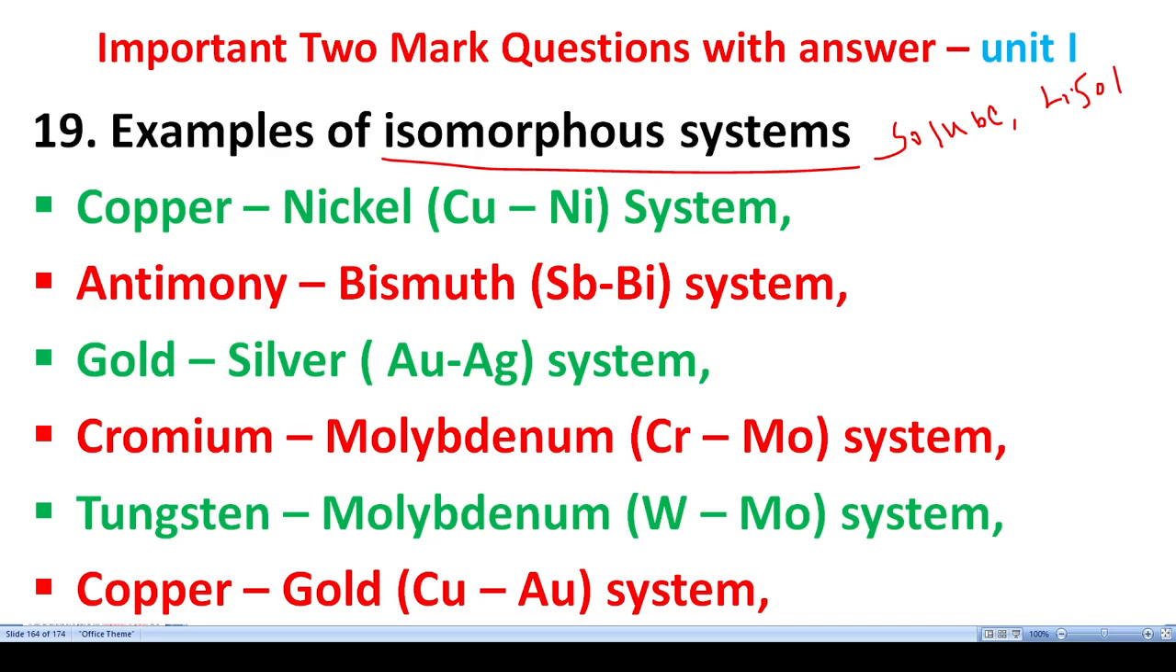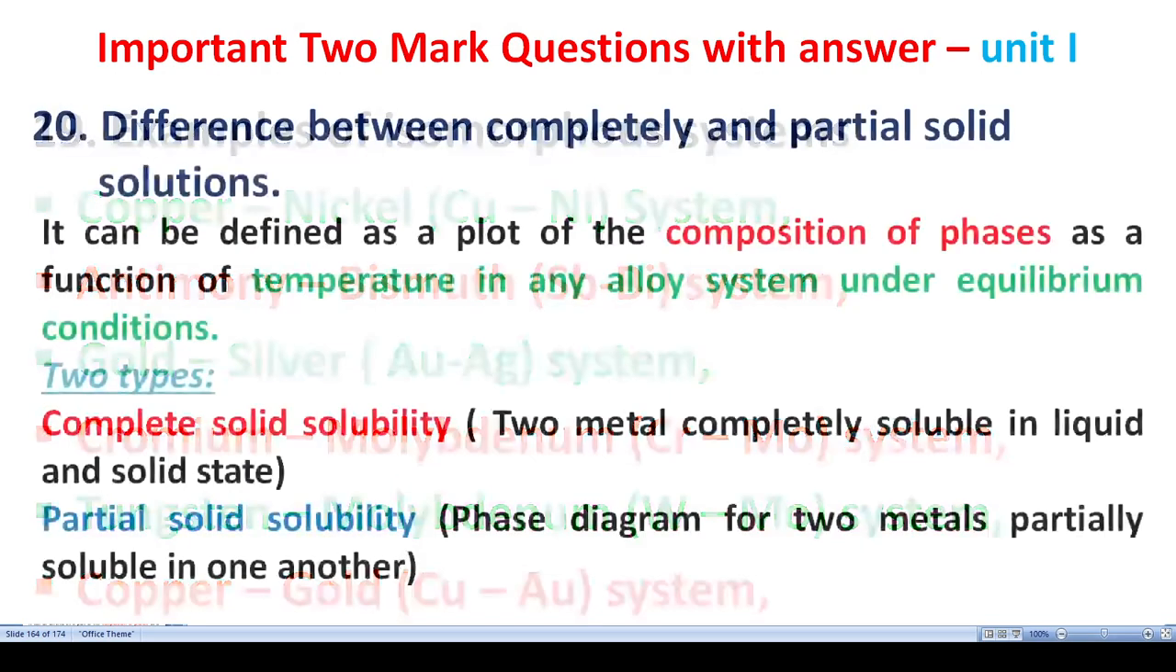Some examples for isomorphous: copper and nickel is an example, antimony and bismuth, gold and silver, chromium and molybdenum system, tungsten and molybdenum, and copper and gold are examples of isomorphous systems.